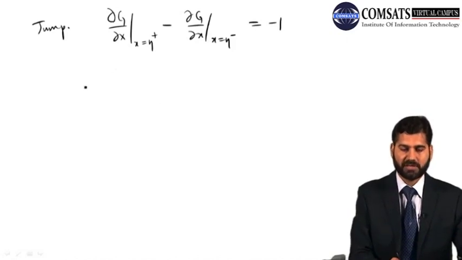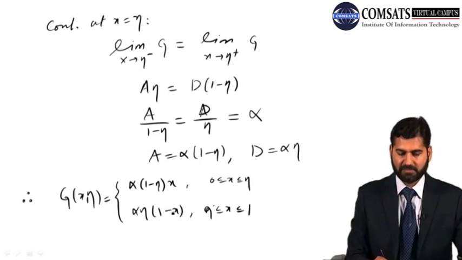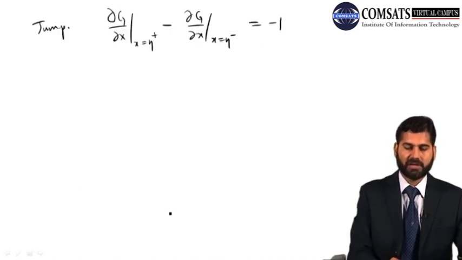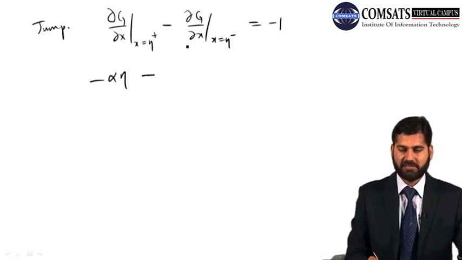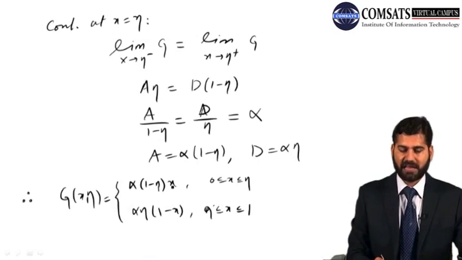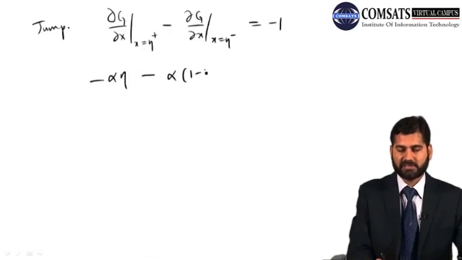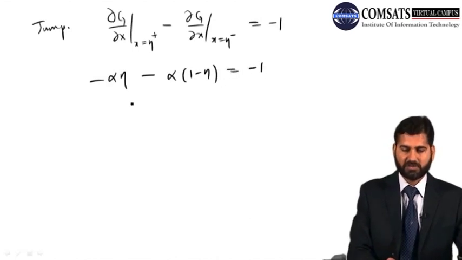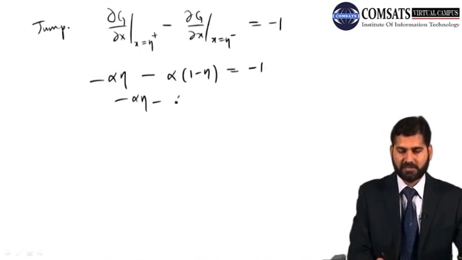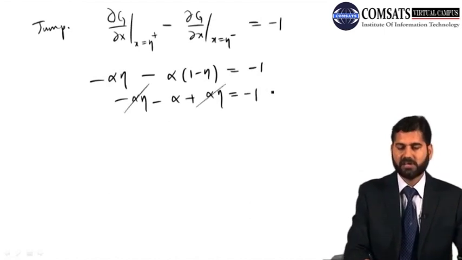If you use this jump condition, at eta plus, what is the derivative? It is minus alpha eta. Negative alpha eta, minus the derivative at eta minus, which is alpha times 1 minus eta, that is minus 1. So minus alpha eta minus alpha plus alpha eta is equal to negative 1. They cancel, so alpha comes out to be equal to 1.